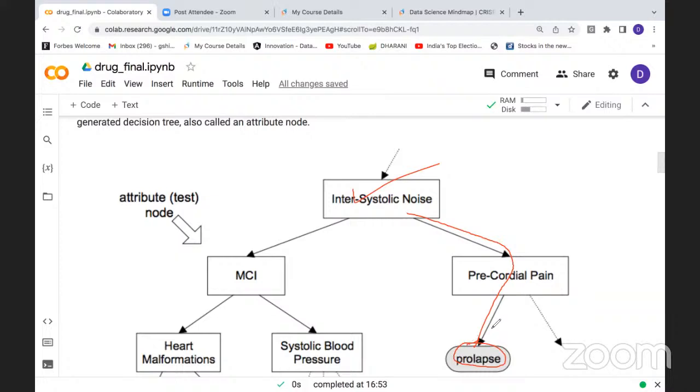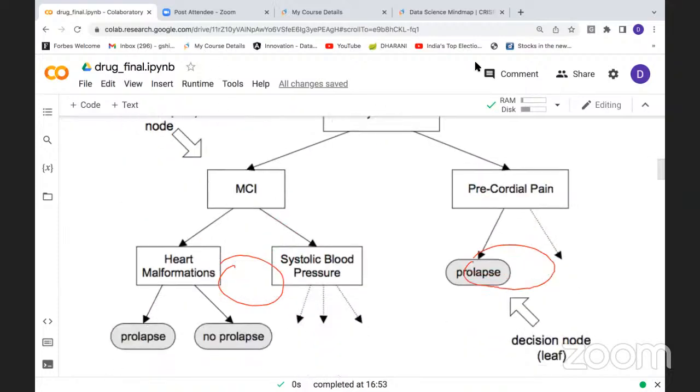If you are taking the data now, intersystolic noise is taken. It splits into two parts, whether you have an MCI or a precordial pain. If you have a precordial pain, it is a prolapse. If not, you come to this MCI, where you have heart malformations or systolic blood pressure. Again, you are splitting it into prolapse or no prolapse.